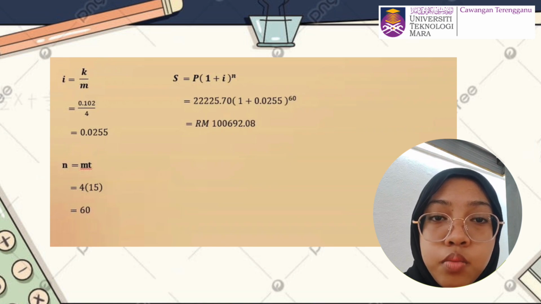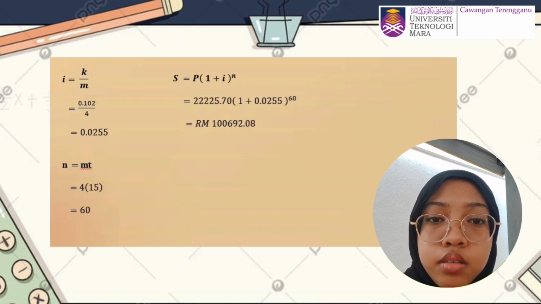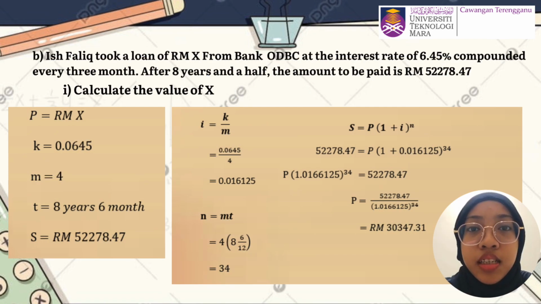For S, we use the formula P, 22,225 and 7 cents, multiplied by 1 plus i, 0.0255, to the power of n, 16. We substitute to get the amount, and the amount at the end of the investment period is 100,692 and 8 cents.